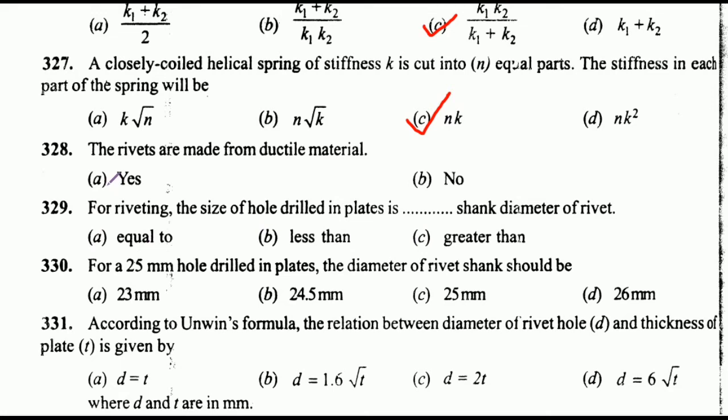Next is the rivets are made from ductile material. Options are yes or no. So here the correct answer is option A, that is yes.